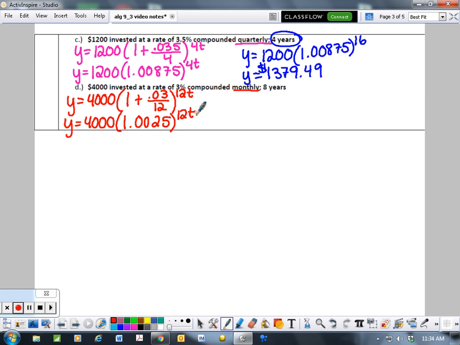So now we're going to use that for 8 years. So now y equals 4,000 times 1.0025 to the 12 times 8, was that 96? So 1.0025 to the 96th power times 4,000 gives us how much money? $5,083.47. Okay, and so that's our compound interest. And honestly, out of all of them, that seems like the most complicated. But the more you work through it, the easier it gets.